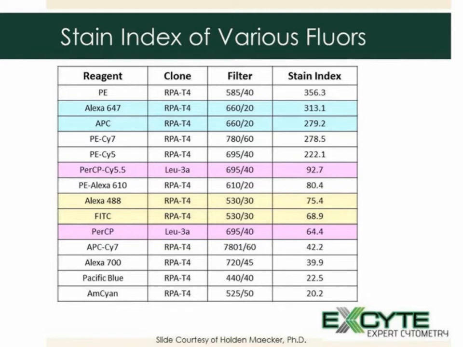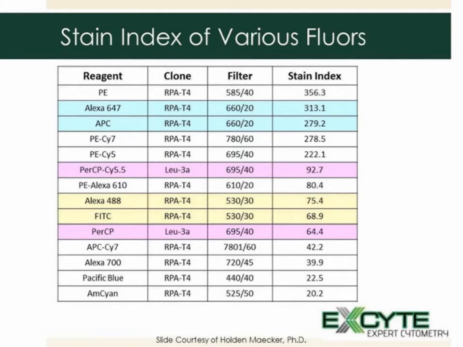But what this staining index analysis tells us is the brightness related to each other. You can see here we have the reagent fluorochrome all the way over on the left, the clone that was used, and the filter combination. We can see things like phycoerythrin is considered one of the brighter fluorochromes, whereas something like Pacific Blue and AmCyan are much less bright, about 10-fold less bright than PE. So if I want to make a sensitive measurement, I want to be at the upper end of this chart, the PE, the APCs, the Alexa 647s, as opposed to the Pacific Blues and AmCyans.